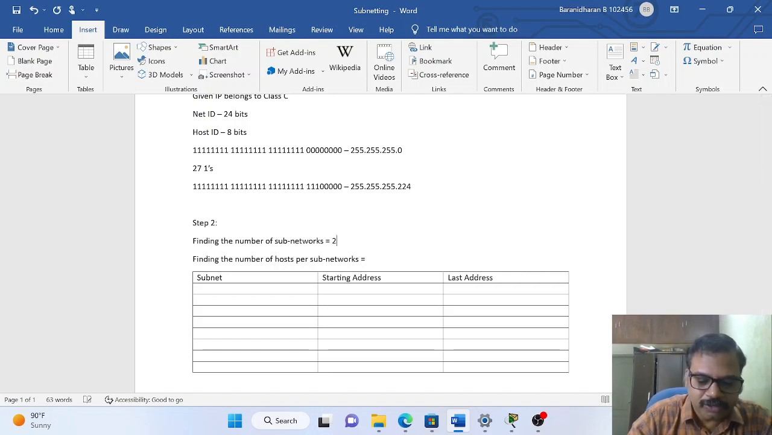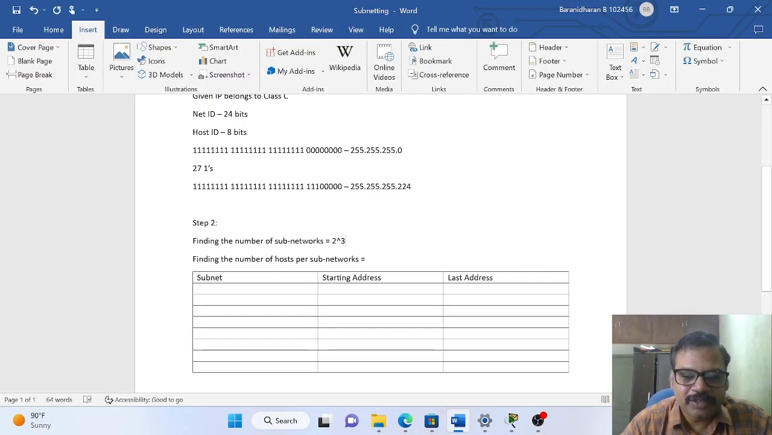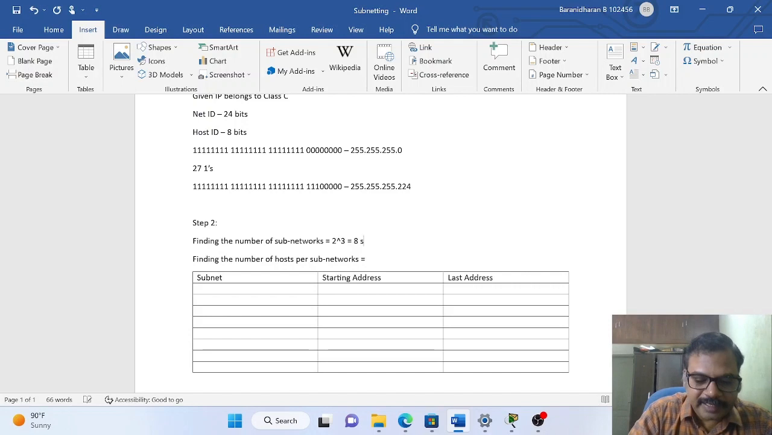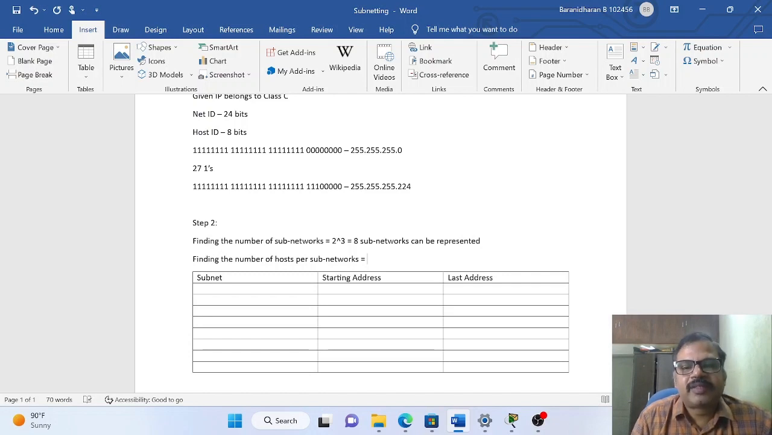So 2 power 3. 2 is a binary number; since we are using the binary notation, I'm using the base 2. 3 is the number of bits I have borrowed from the host part. So 2 power 3 is equal to 8. So 8 subnetworks can be represented or configured for the given IP.